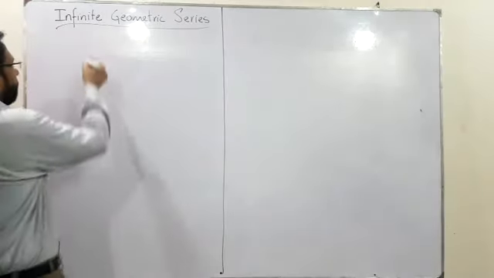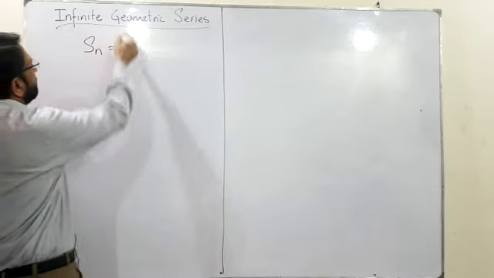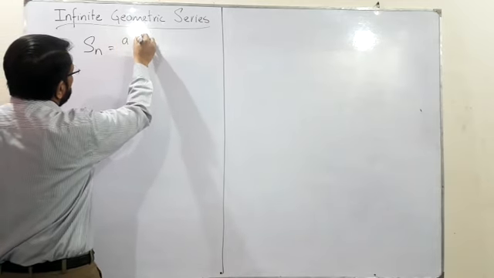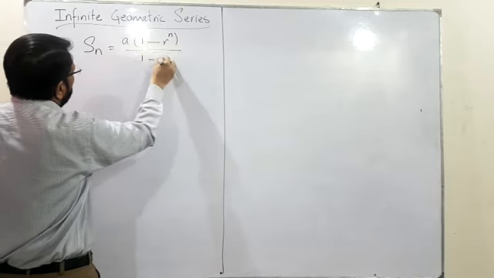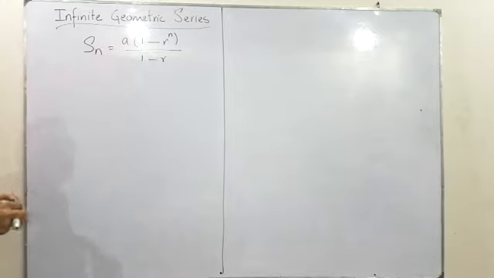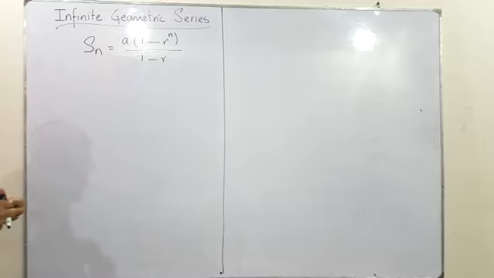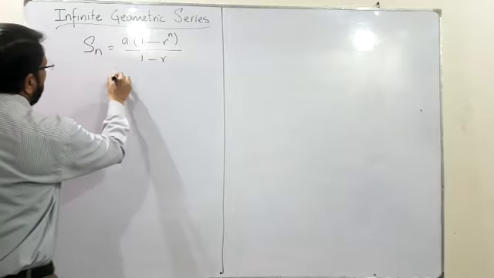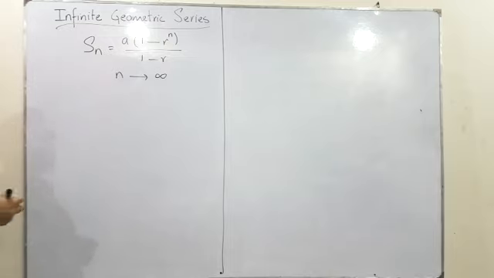We still remember that we have the formula for the sum of n terms of a geometric series, which equals a times 1 minus r power n over 1 minus r. This was applicable when the number of terms was given, like 5, 10, 20, 100, and so on. But what if n reaches infinity? What is going to happen in that case?